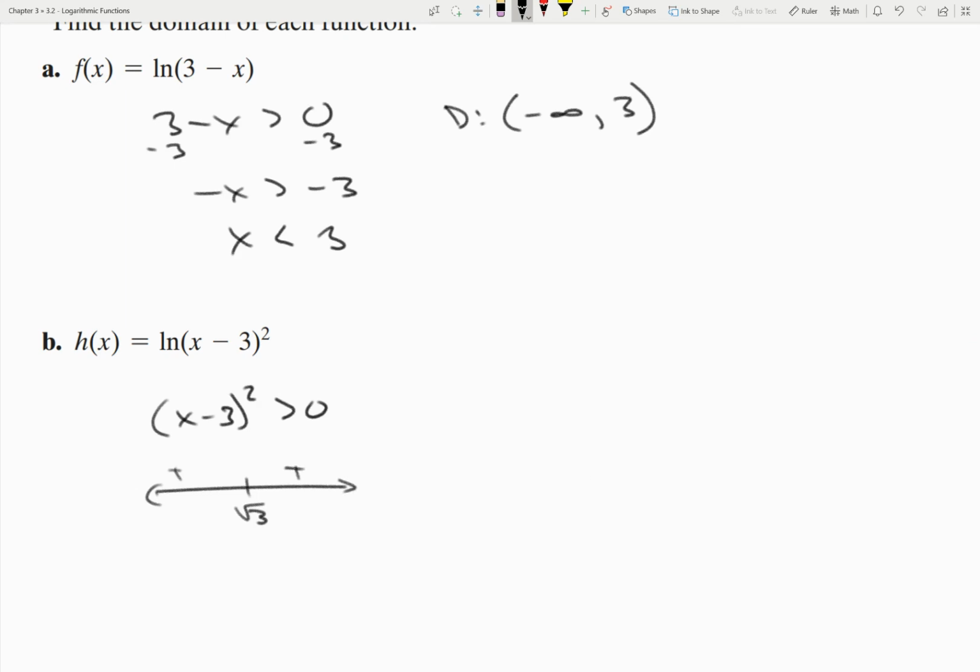So the only place that this function is not greater than 0 is at 3. What am I doing here? 3. Why am I putting radical 3? I don't know. I'm crazy, right? Square root, add 3 to both sides. Okay, so the domain here is from negative infinity to 3 union 3 to infinity.